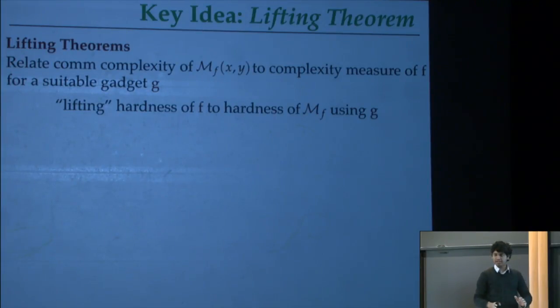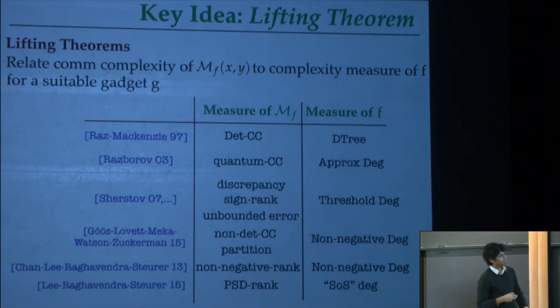And there are a number of great results in this direction in communication complexity. In fact, this started with the work of Raz and McKenzie, who related deterministic communication complexity with the decision tree complexity of the function f. So this is a complexity measure of the function f, and this paper gives a characterization of the deterministic communication complexity in terms of it. And this has been done for many different communication complexity measures now, for quantum communication complexity, discrepancy, etc. Again, the specific results are not important to us.